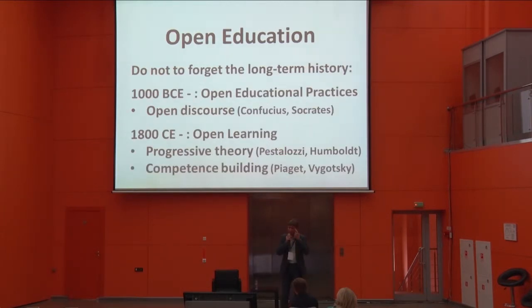But we also have to think about what happened in the past, because open education is not a new thing. We have a long tradition of open education, and you can see that already 3,000, 4,000 years ago, we had open discourses established as the methodology of open education by Confucius and Socrates. And 200 years ago, there were progressive educational theories started with Pestalozzi and Humboldt, leading also to the series of competence building from Piaget as well as Vygotsky, that is well known here in Russia. I don't have to tell you about him.